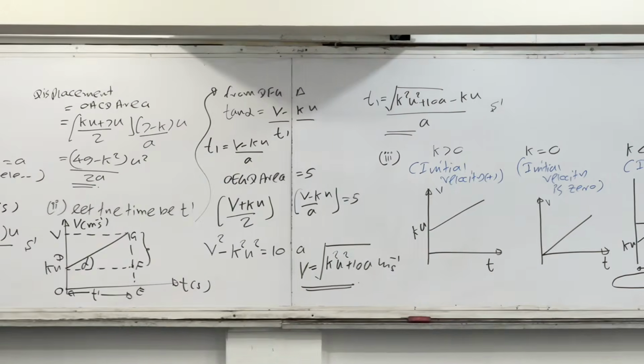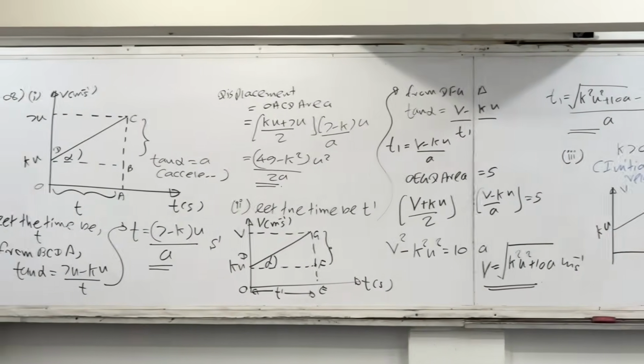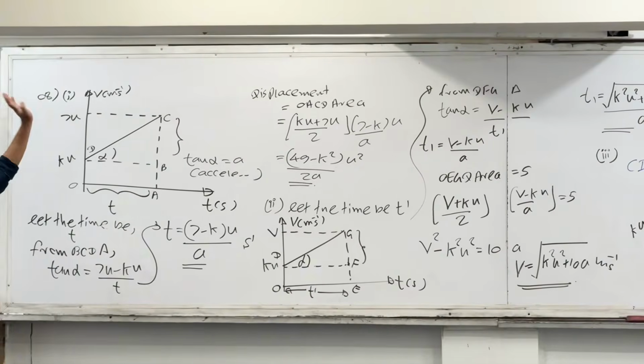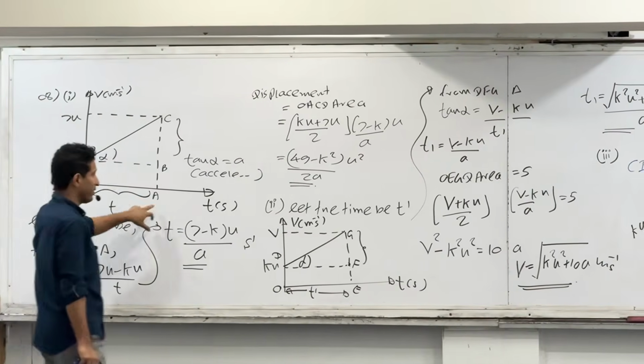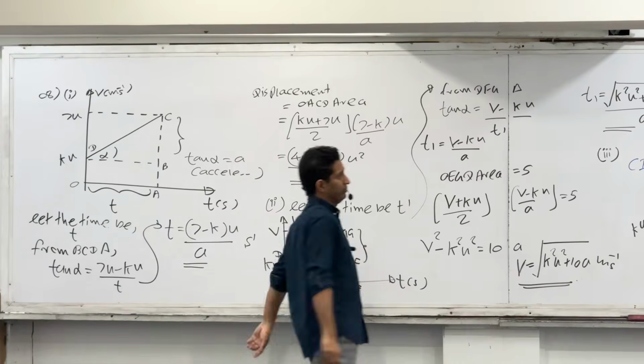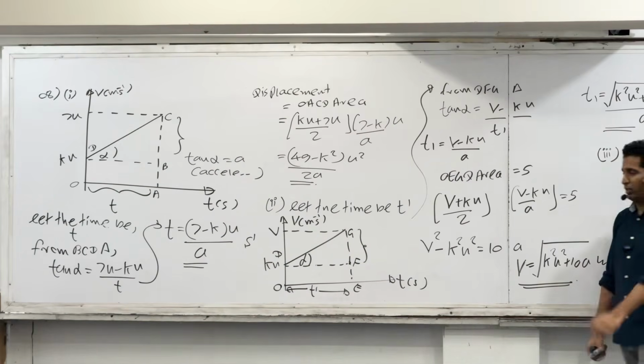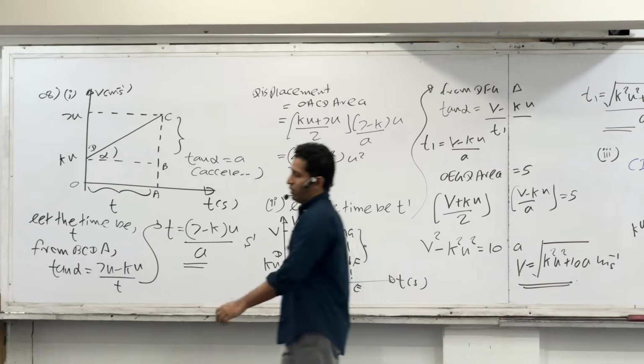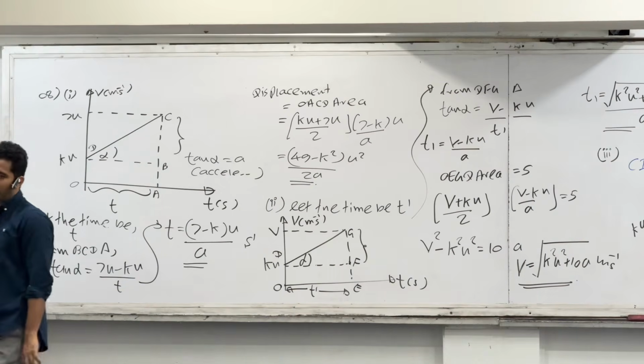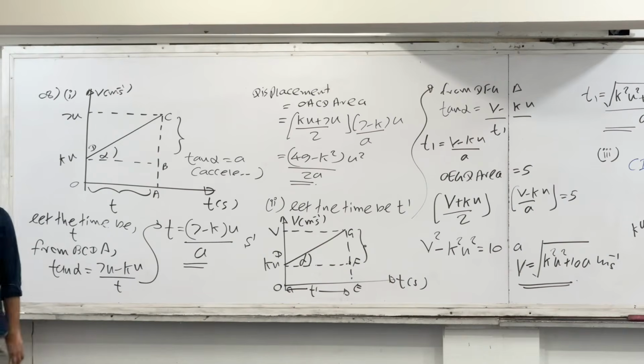Question number 8. The first two parts are okay for understanding simplification patterns, and the important part is the third one, the last graph: when the initial velocity is negative and the acceleration is positive, the nature of the graph.